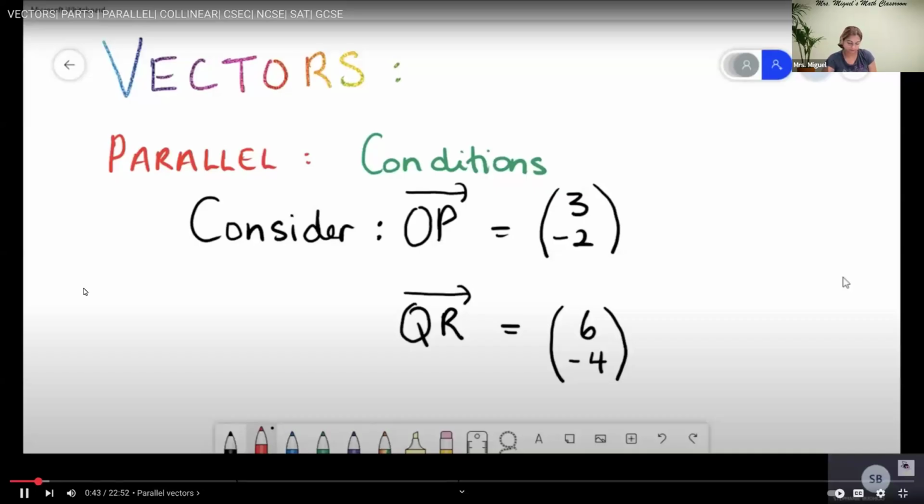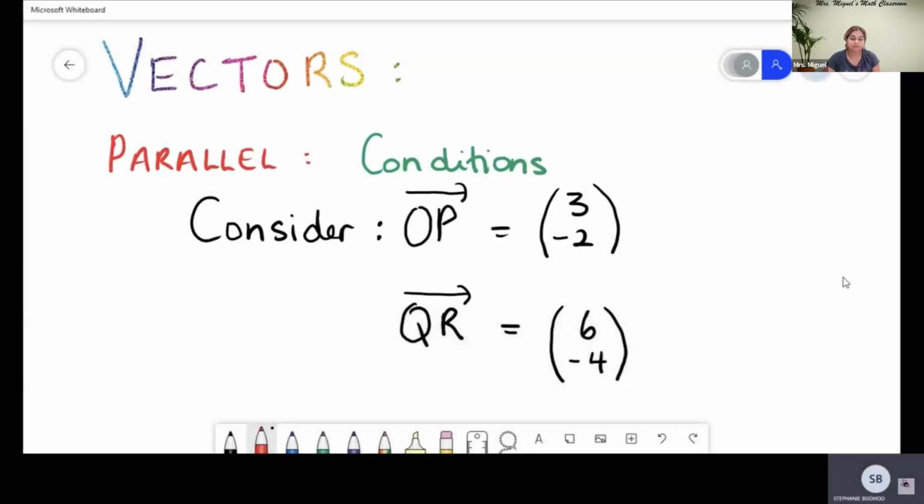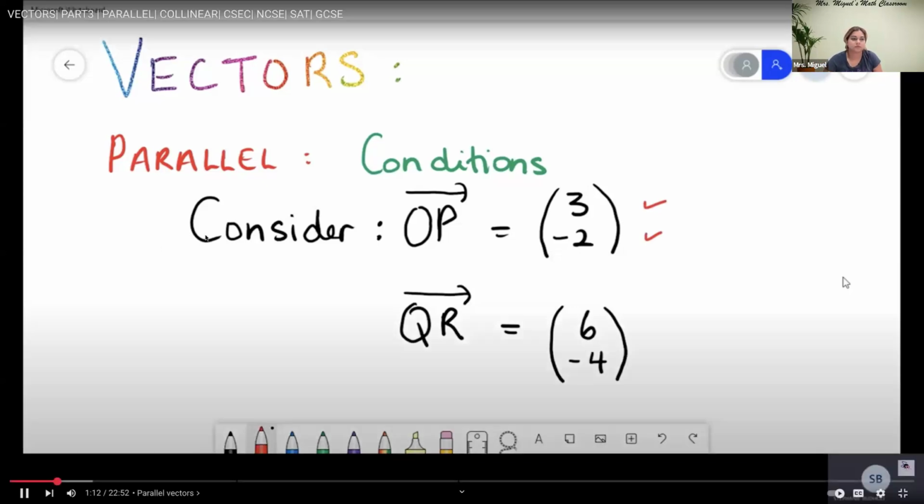are parallel? Well, it's rather easy. The aim is to simplify your vector to its lowest form by trying to pull out a constant from within brackets. So for example, in this first vector OP, you can see that 3 and -2 do not share any common factors. So it seems to be reduced as simple as possible already.